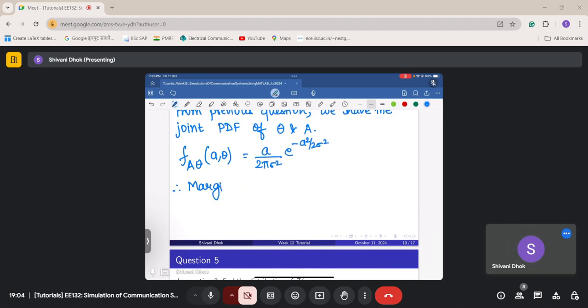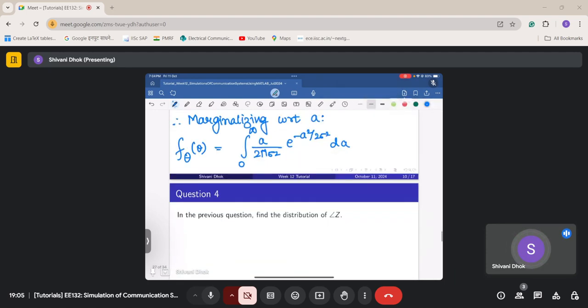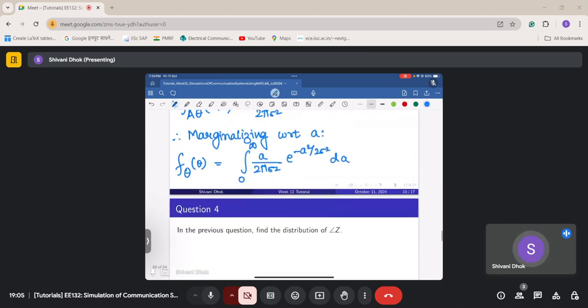marginalizing with respect to a, we get f of theta little theta as integral 0 to infinity a upon 2 pi sigma square. A is a magnitude, so it is a positive quantity, or rather a non-negative quantity. It can take values from 0 to infinity. E power minus a square by 2 sigma square dA. Okay. Now let us take out the constant terms outside.